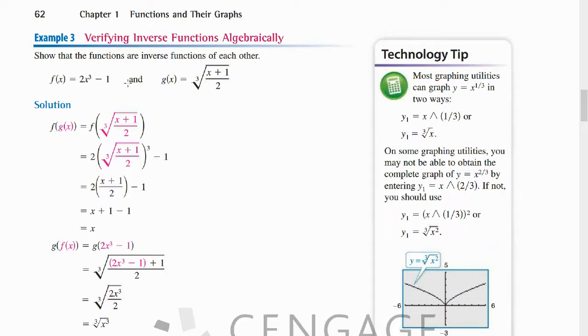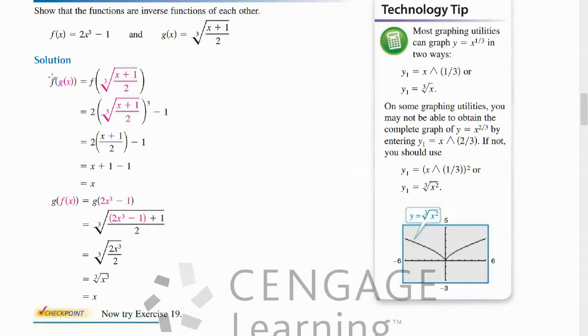But in this case, they're giving me two functions, and I want to know, are they actually inverses? So let's find out. What is f of g of x? So f of this whole thing. So this whole thing goes in place of x right here.